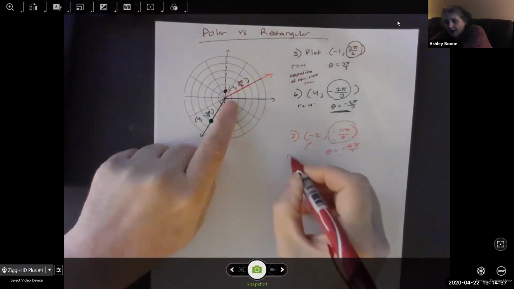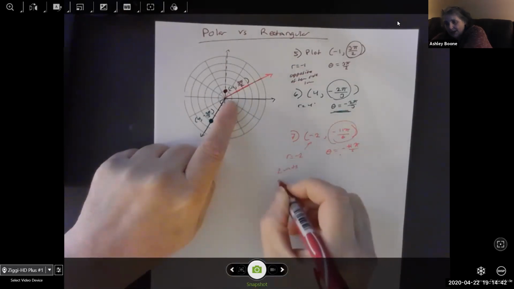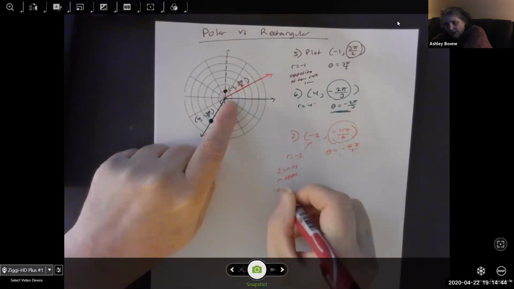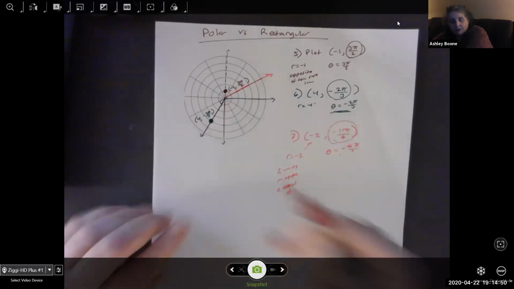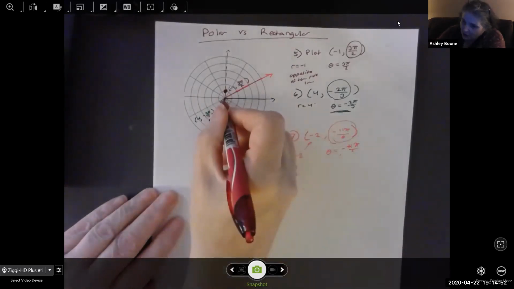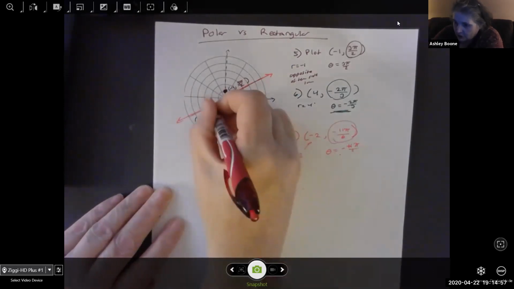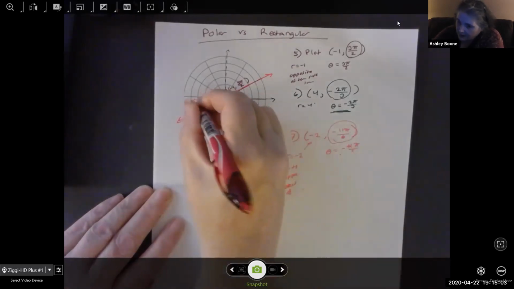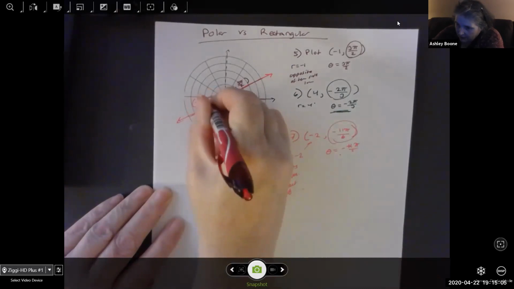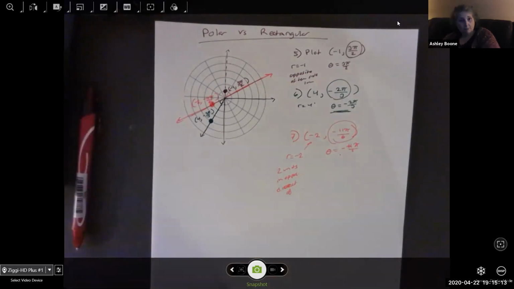Our R value is -2, which means we go 2 units in the opposite direction of that angle. So instead of going this way 2 units, we're going to go this way. I should have dotted it, 2 units. So right there is the point -2, -11 pi over 6. Okay? So those are your points for numbers 5, 6, and 7. All right. So we can plot polar coordinates.